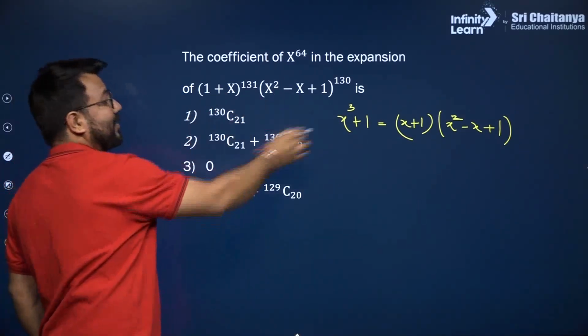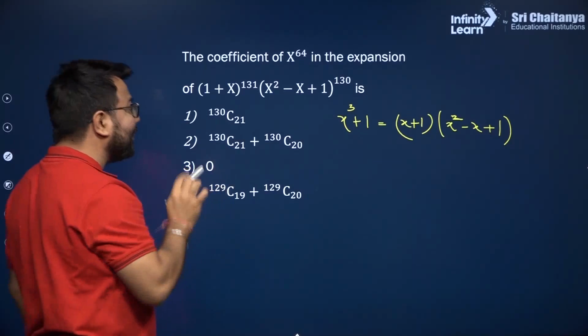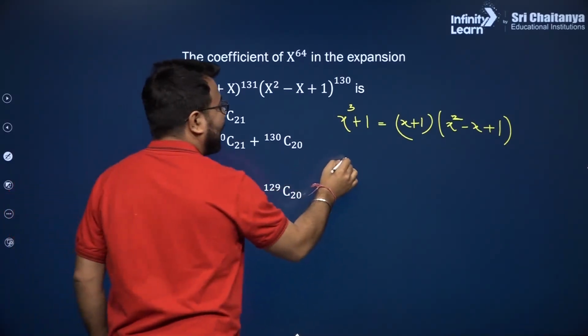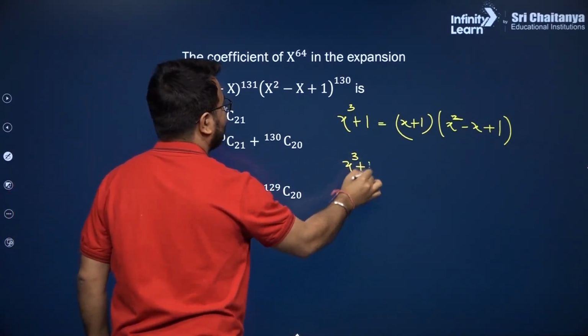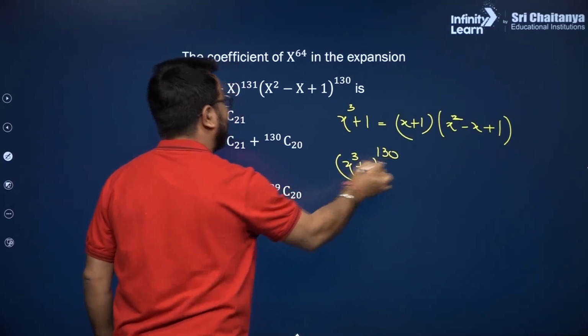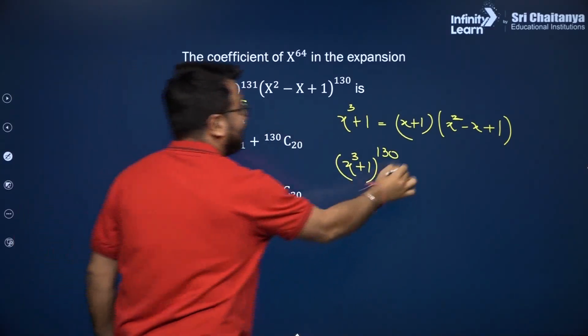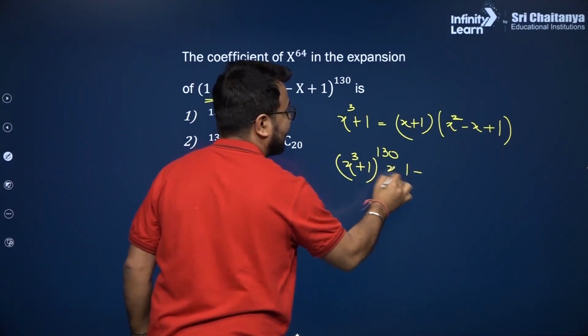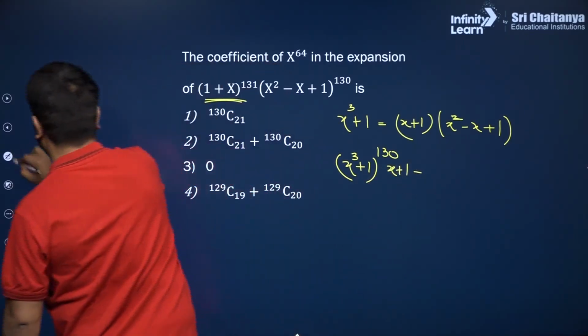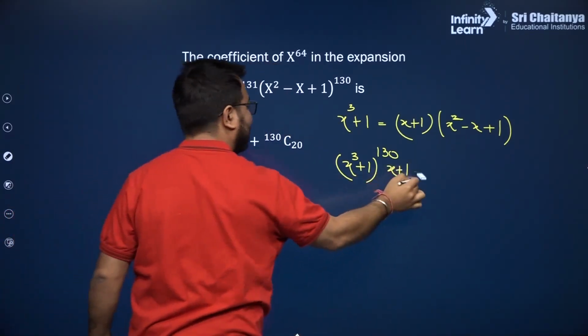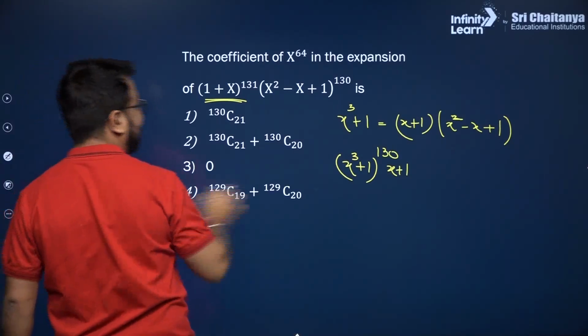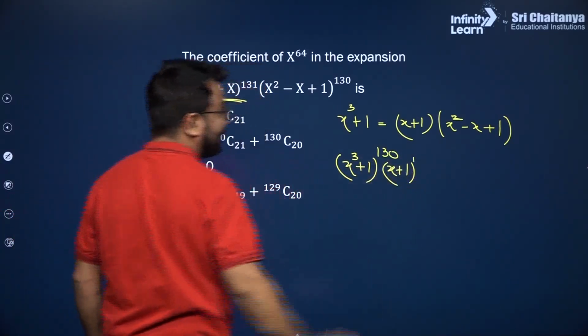So here are the terms given according to that formula. In this situation what I'll do is write x cube plus 1 with a power of 130, and one power of 1 plus x will be remaining. So I'll be writing this x plus 1 as it is. I'm writing here x cube plus 1, along with that there will be one extra factor with a power 1 that will be remaining.